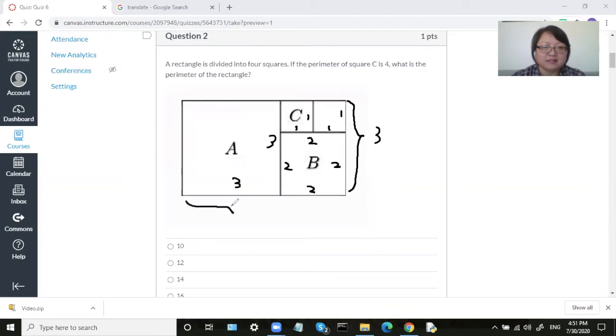So for the length of the rectangle, 3 plus 2 is 5. So then the perimeter of the rectangle would be 5 times 2 and 3 times 2, 16. Okay, which is D, 16.